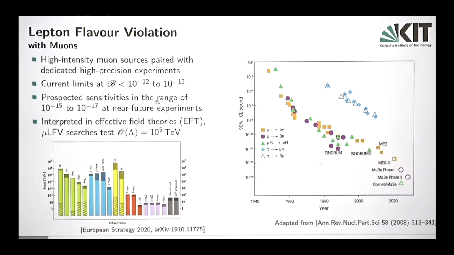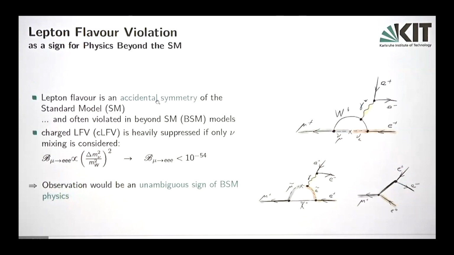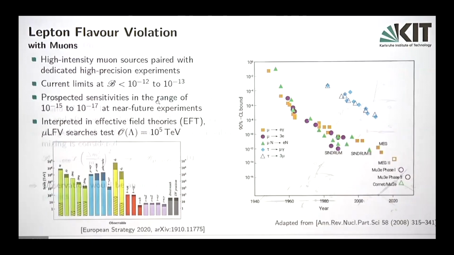Charged lepton flavor violation with muons is a sport that we have done for many decades now, and we're still not done. All the open marks here are currently running, so MEG II is running, or they are future experiments that will be taking data in the next years. So lots of new physics to discover there.